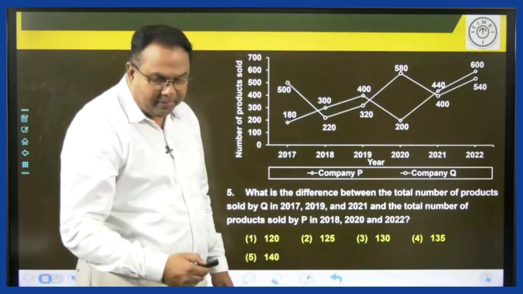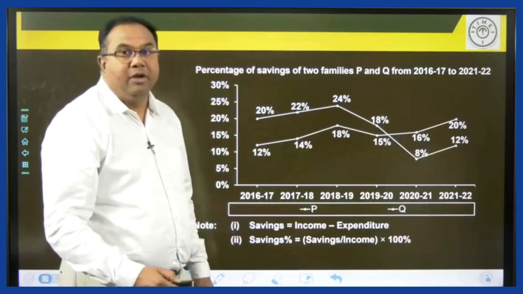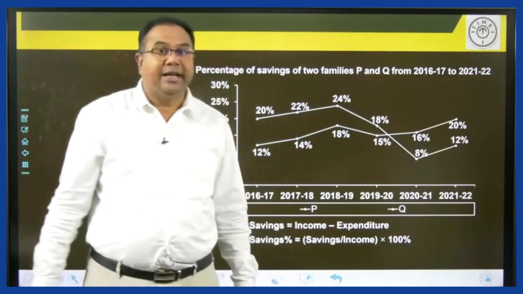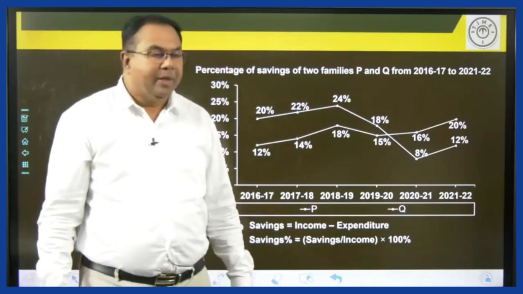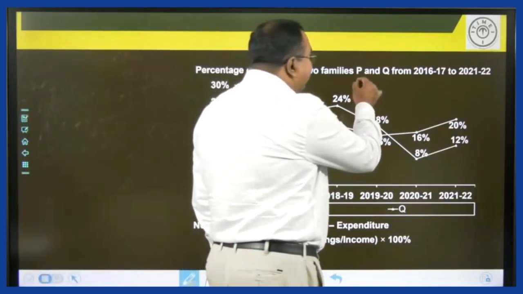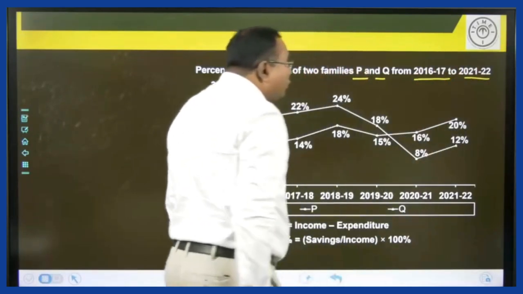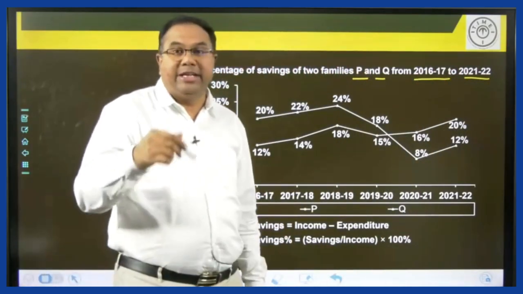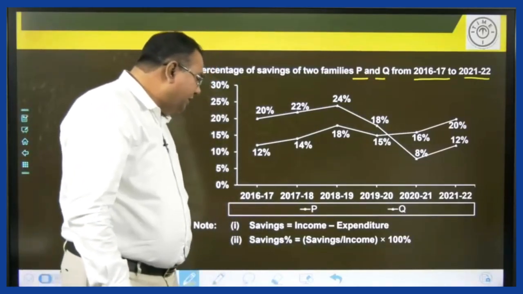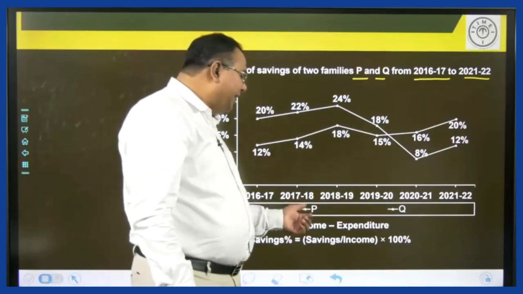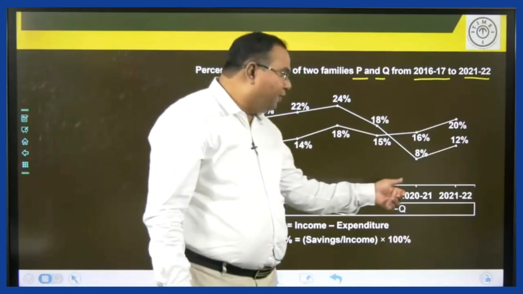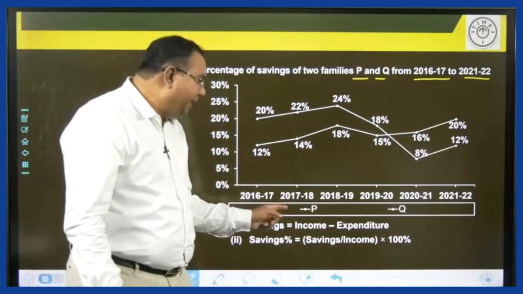Now, let us look at question number 6 to 10. These are based on the line graph. We are going to discuss a PO prelim level set. The earlier one was a clerk prelim level set. Now we have the percentage of savings of two families P and Q from 16-17 to 21-22. See here, 2016 to 17 does not mean it is 2 years. It is 1 year only, one financial year, April 2016 to March 2017. So 2017-18, 18-19, consider each as 1 year. So we have data of 6 years of savings of P as well as Q.